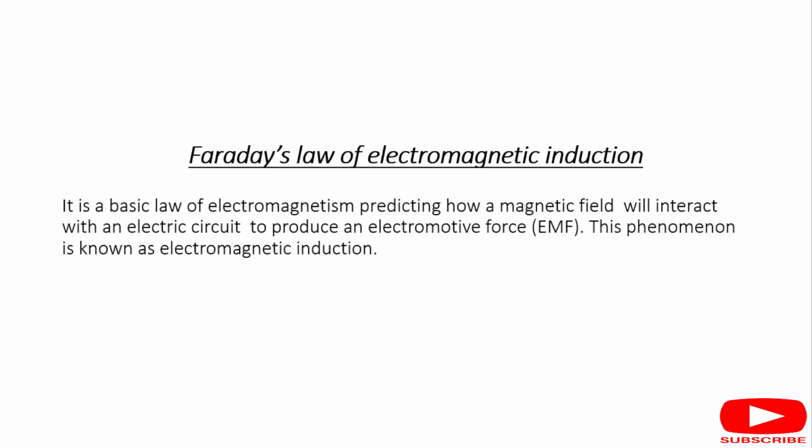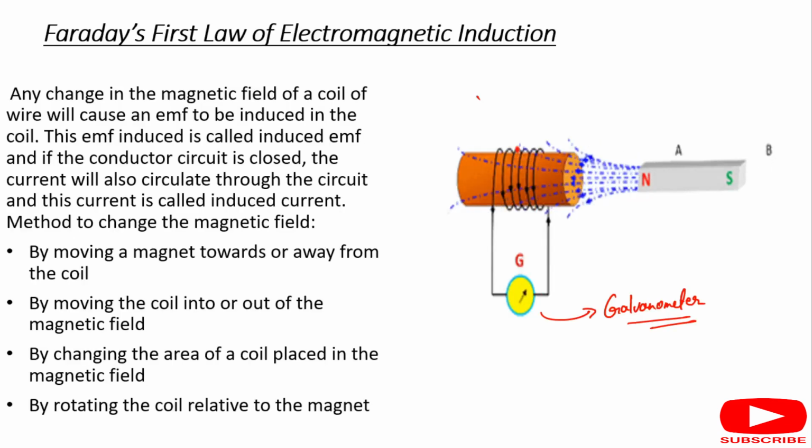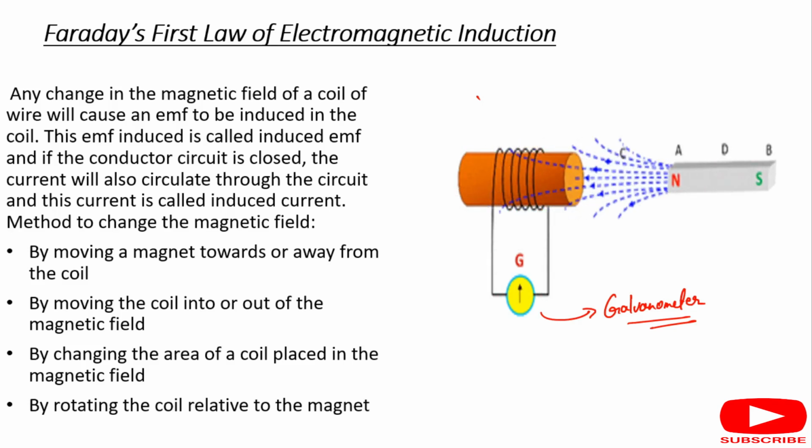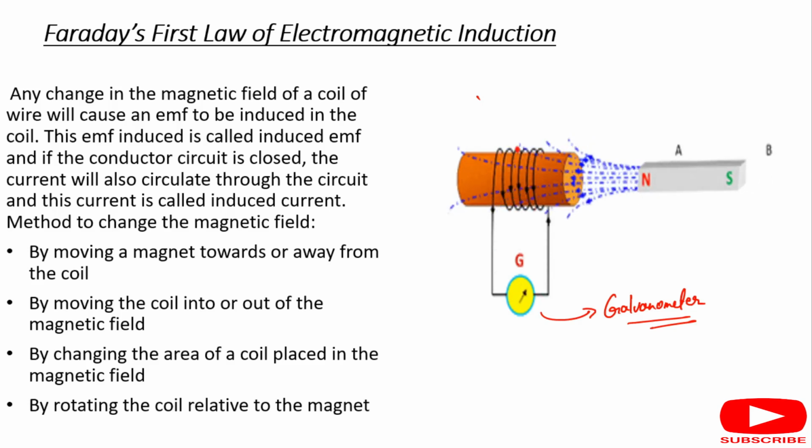The law is named after Michael Faraday, who performed an experiment with a magnet and coil. Let's have a look at what he did in this experiment. This is Faraday's first law of electromagnetic induction. It states that any change in the magnetic field of a coil of wire will cause an EMF to be induced in the coil. This EMF is called induced EMF, and if the conductor circuit is closed, the current will also circulate through the circuit, and this current is called induced current.